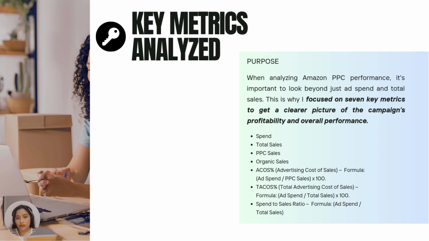Next is TACoS, total advertising cost of sales, which has a formula of ad spend divided by total sales times 100. Lastly is the spend to sales ratio, which measures efficiency in ad spending.